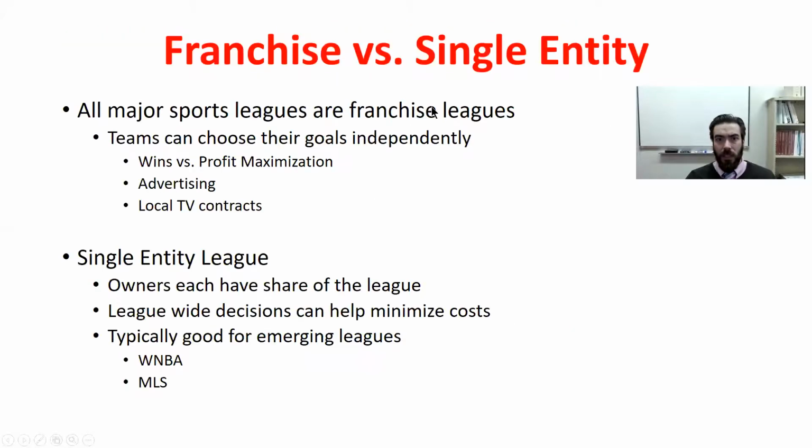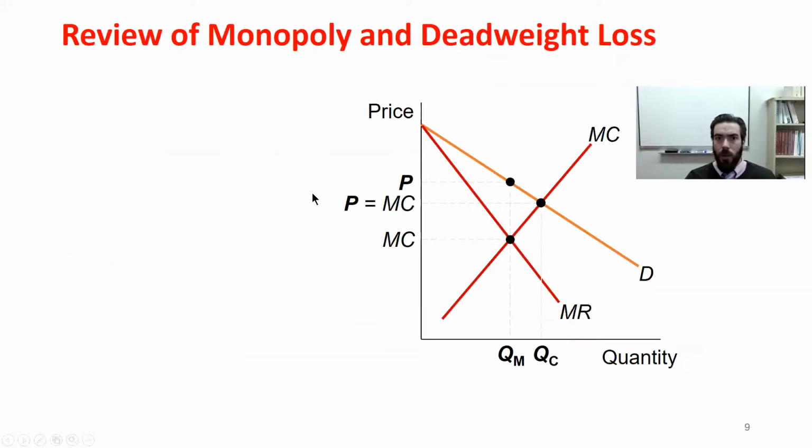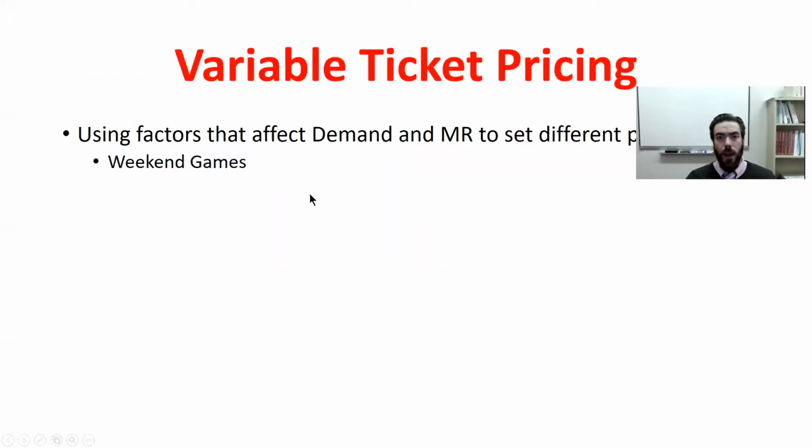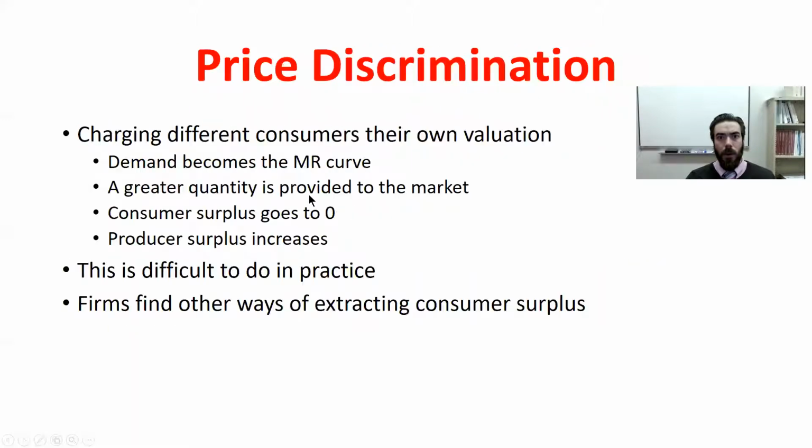So there's some differences in leagues that I wanted to make sure we talk about. We then went over monopoly, deadweight losses. We went through a couple of pricing strategies: variable, dynamic, bundling. So next one we'll talk about is price discrimination.